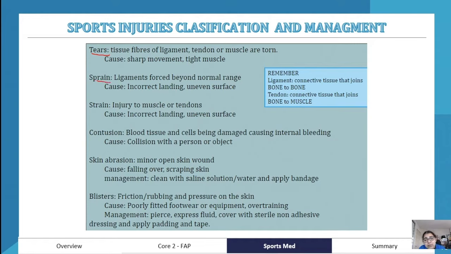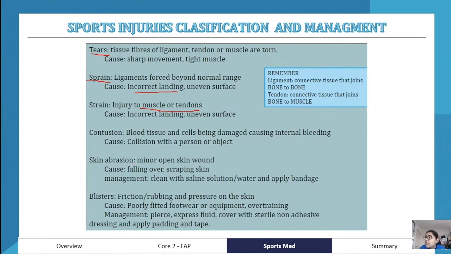Then sprains refer specifically to injuries related to the ligaments, when ligaments are forced beyond normal range. The cause can be incorrect landing or an uneven surface. Strains refer to injuries to the muscle or tendons, where tendons connect muscle to bone, ligaments connect bone to bone, and the cause again can be incorrect landing or an uneven surface. Contusions are blood, tissue, and cells being damaged, which causes internal bleeding. So you want to know what each one is. Generally, contusions occur due to collision with a person or object.